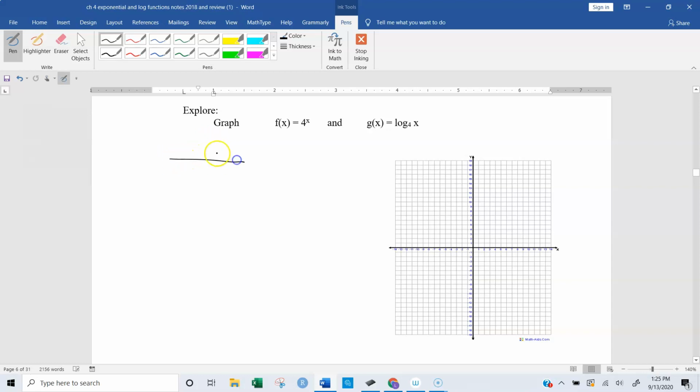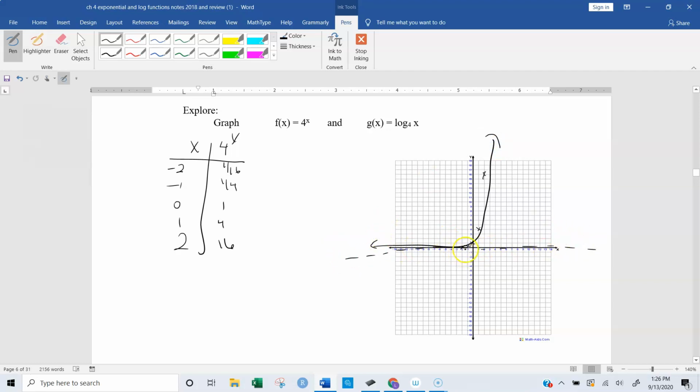Okay, pause and try yours. Okay, you should have done -2, -1, 0, 1, 2. You would have gotten 1/16, 1/4, 1, 4, and 16. Okay, and then again, our asymptote would have been the x-axis, or y = 0. So our asymptote is here.